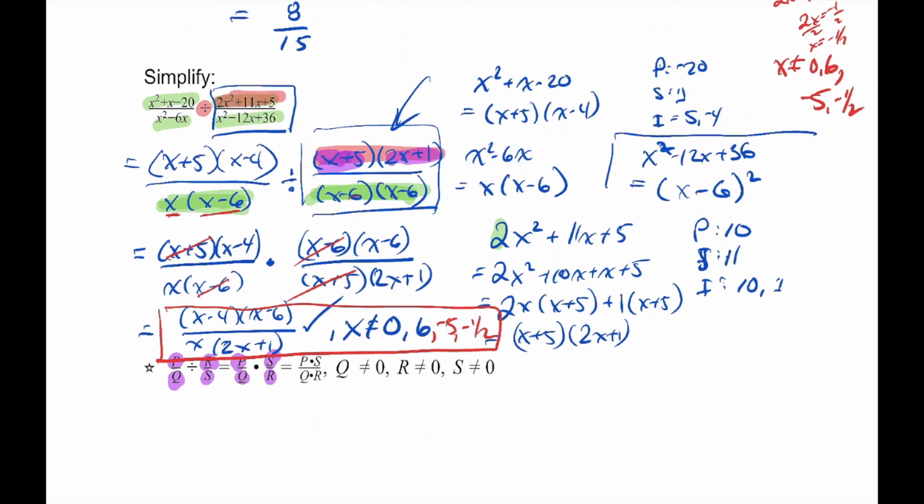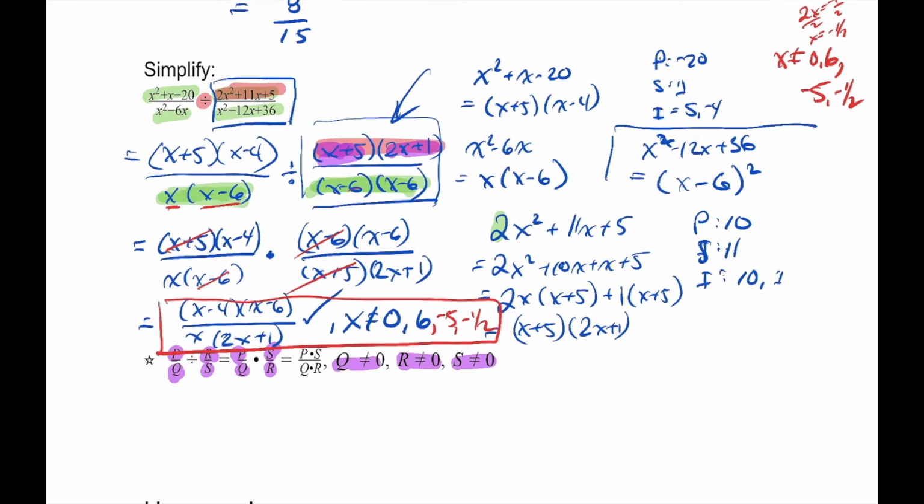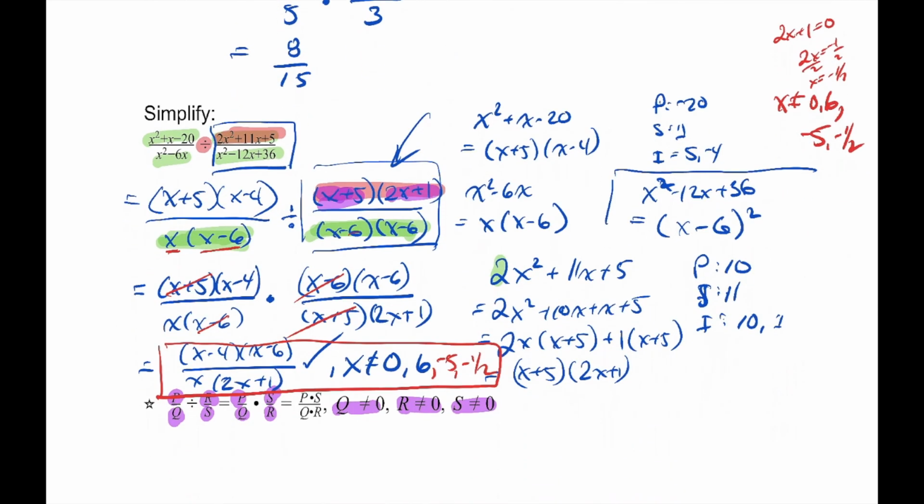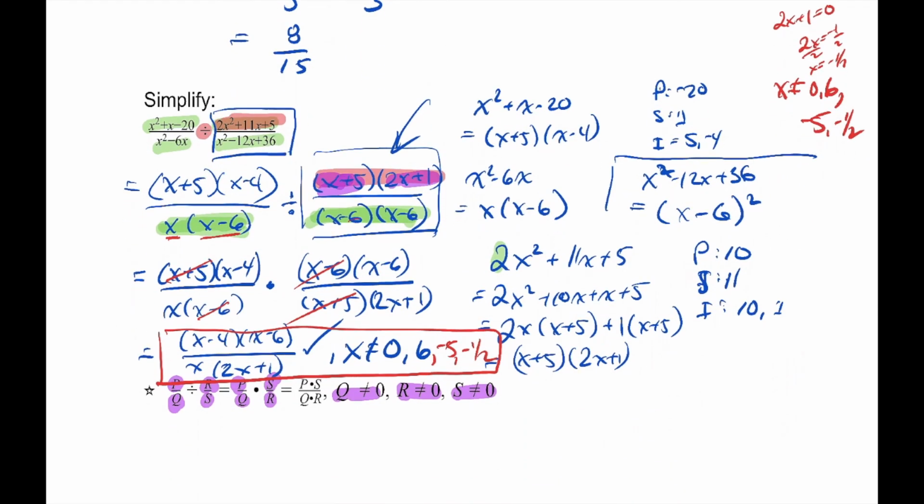But here we need to not only look at Q and S for our denominators, for our zeros, and for our restrictions, we also have to look at R. In other words, we have to look at 3 or 4 places for our restrictions. Okay, so that's multiplying and dividing rational expressions. It's actually really straightforward. Hopefully it's not too difficult.